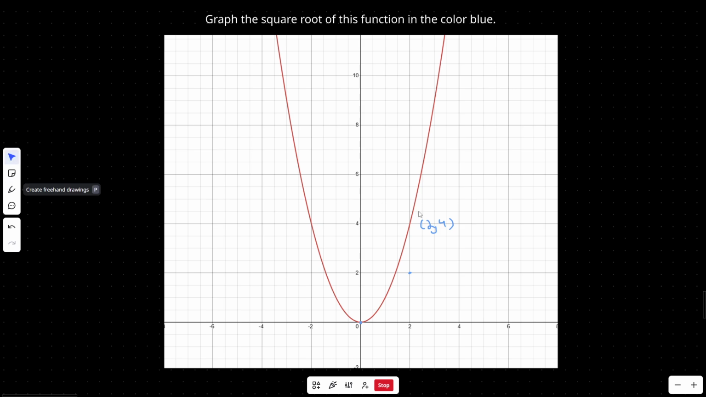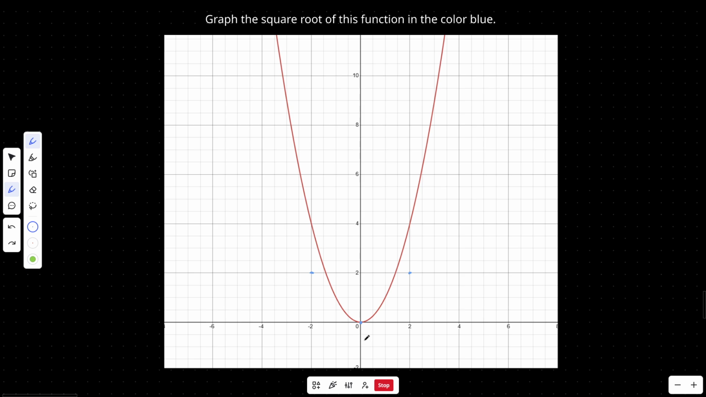Let me get rid of these so you can see the function a bit better. There we go. And let's do the same thing on this side. Negative 2, 4. So this is at this point. The square root of 4 is going to be 2. So it's going to be negative 2, 2. Because all I'm doing is taking the square root of the y value, while keeping the x value the same. So let's keep moving on. So we got 3 points.